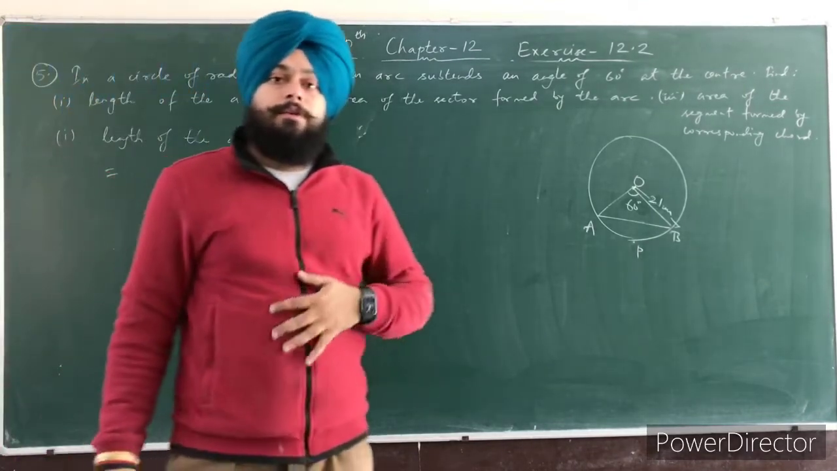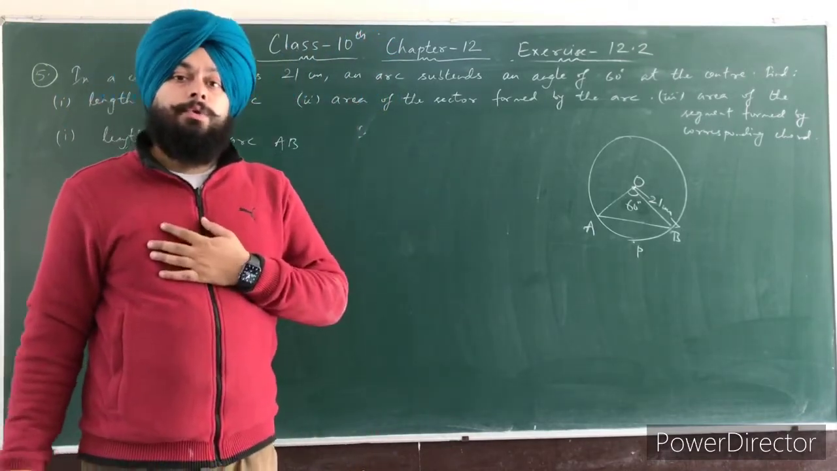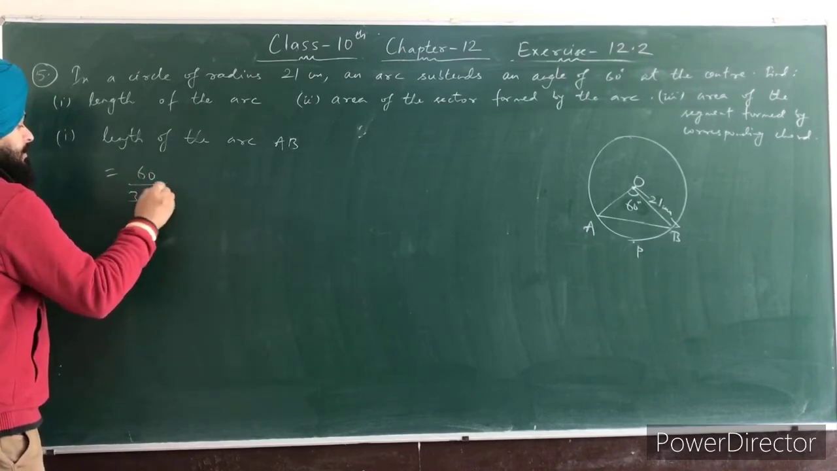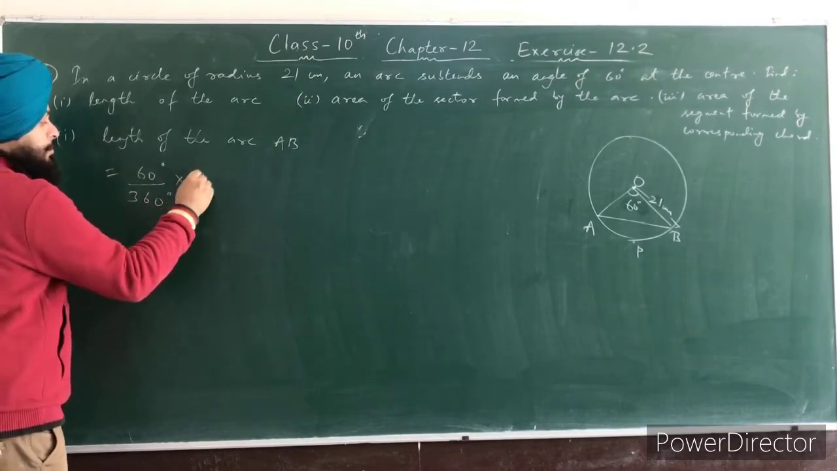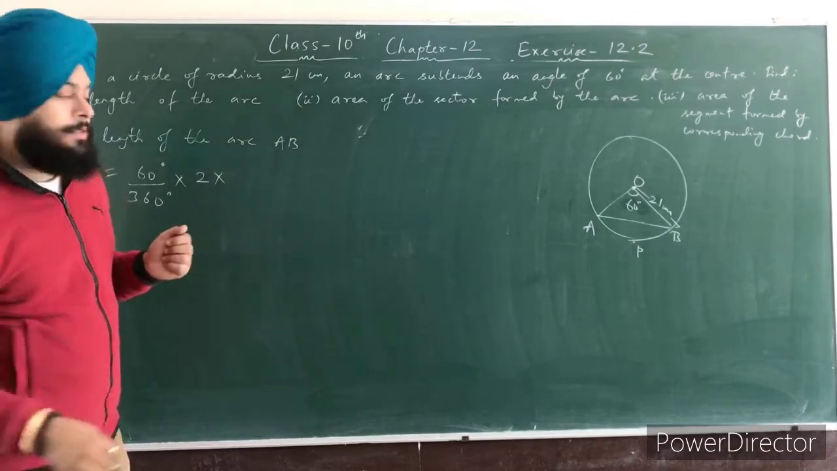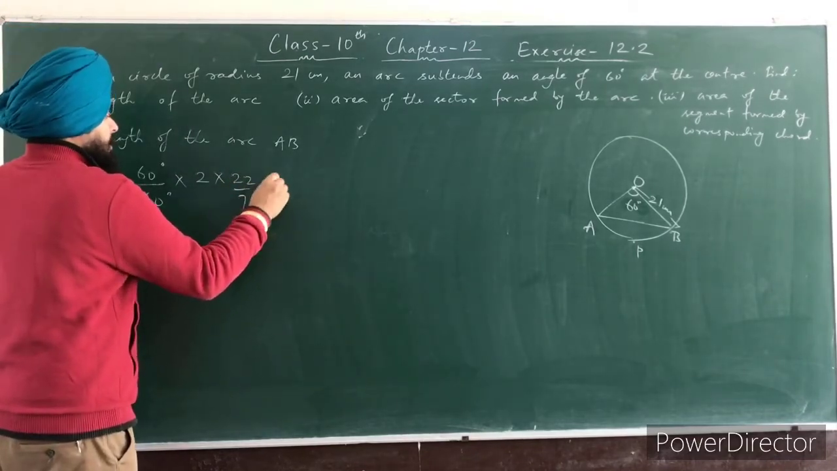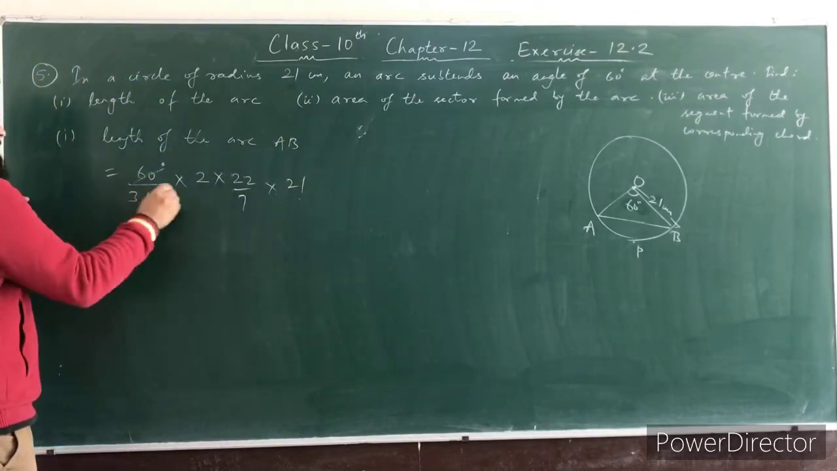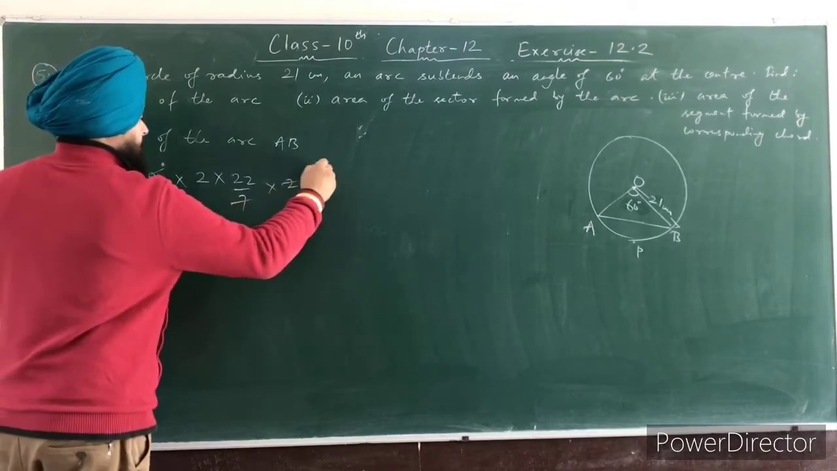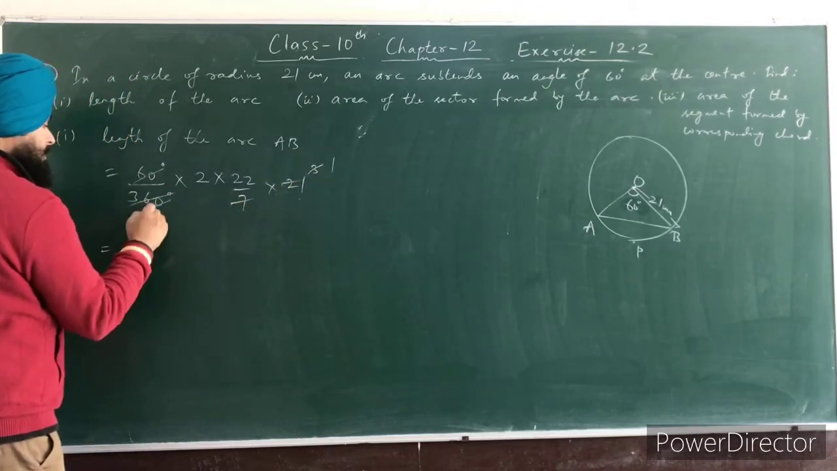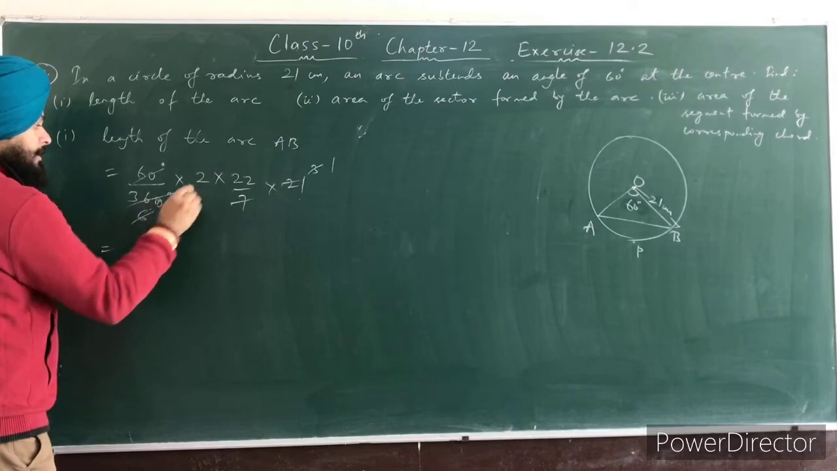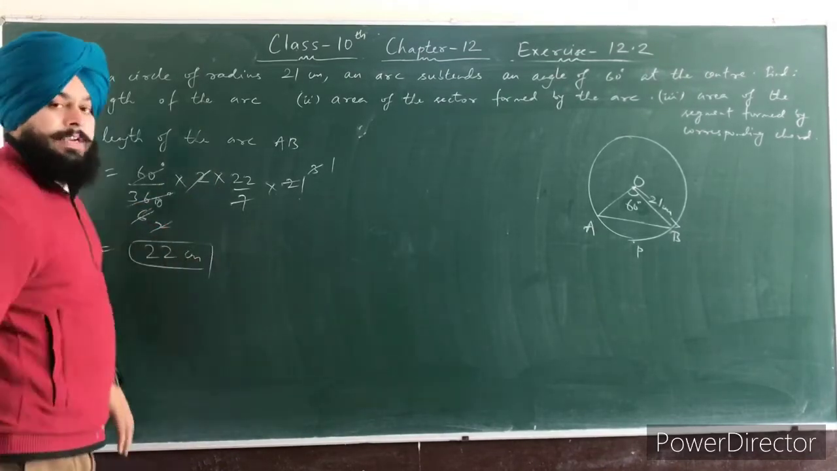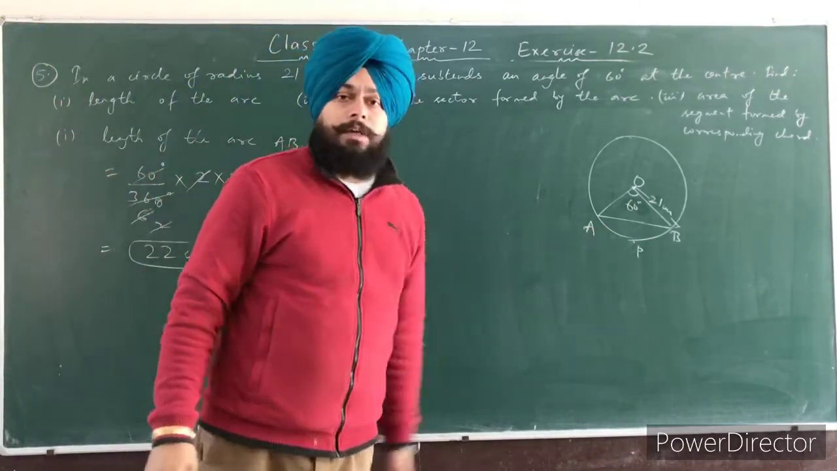The formula for the length of an arc is theta over 360 into 2 pi r. Theta is 60 degrees, so 60 over 360 into 2 pi r. The value of pi is 22 over 7, and r is the radius, that is 21. So this cancels: 6, 7 3s are 21, 3 2s are 6, and this 2 cancels. What is left is 22. It means 22 centimeters is the length of the corresponding arc AB.